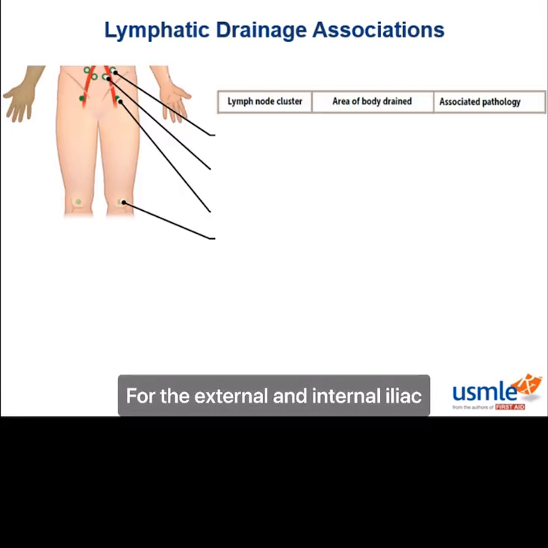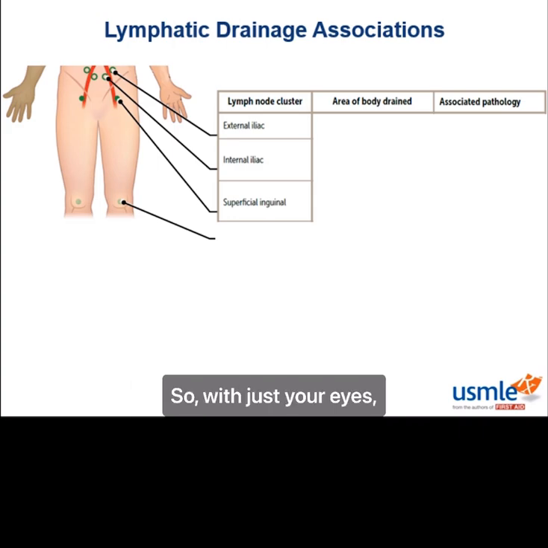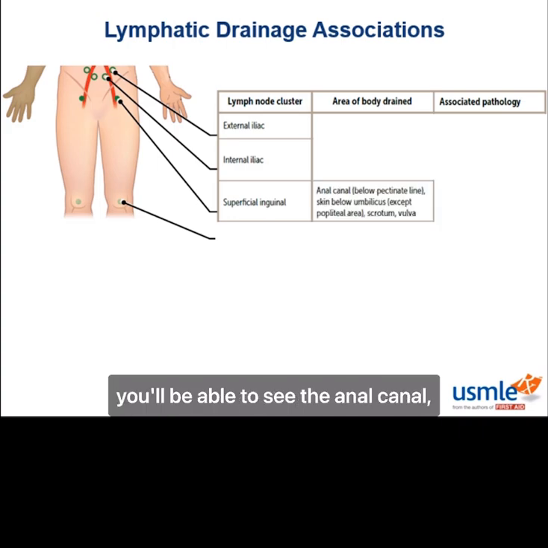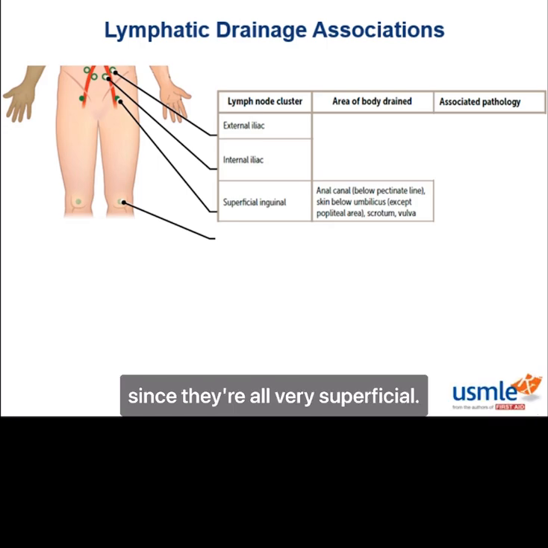For the external and internal iliac and superficial inguinal lymph nodes, it's easier to remember if you imagine you're examining a patient supine, so lying down, with his or her feet in stirrups. So with just your eyes, you'll be able to see the anal canal, the skin below the umbilicus, the scrotum, and the vulva, since they're all very superficial. So those areas drain to the superficial inguinal lymph nodes.